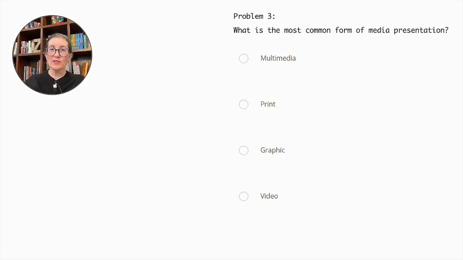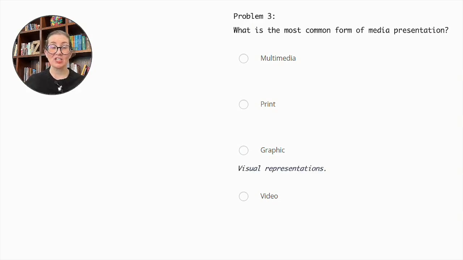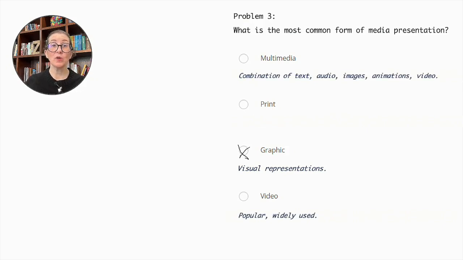Problem number 3. What is the most common form of media presentation? Multimedia, print, graphic, or video? Graphic media refers to visual representations like charts, infographics, and illustrations, which are often used but are not the most common. So let's eliminate that. The same case can be made for both video media and multimedia, which together encompass the combination of text, audio, images, and animations. So let's cross those out as well. The correct answer, therefore, is print media, which includes newspapers, magazines, and of course, books.